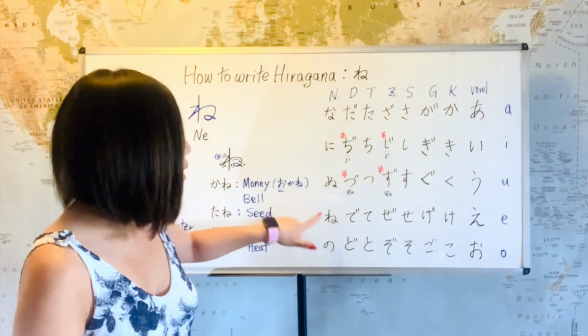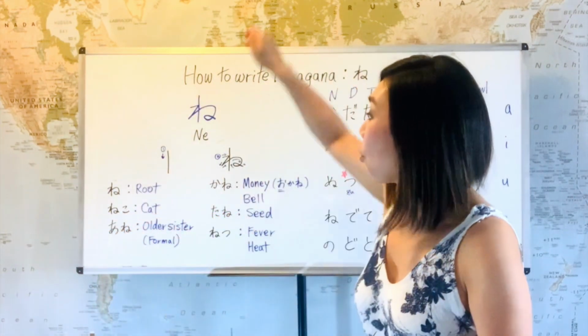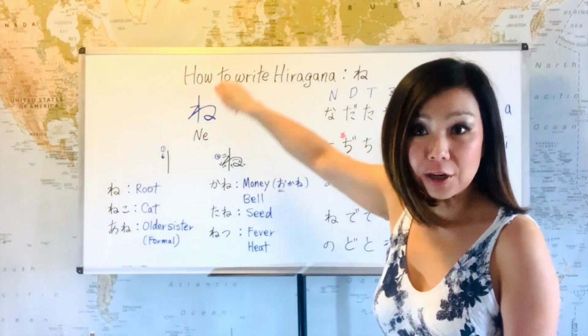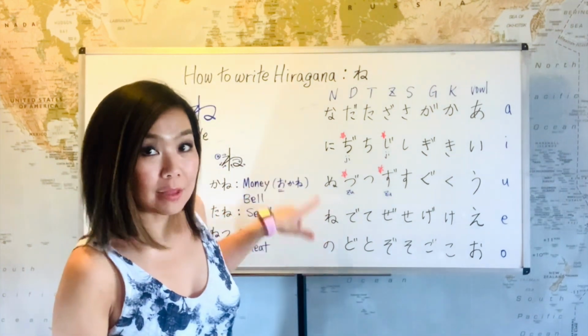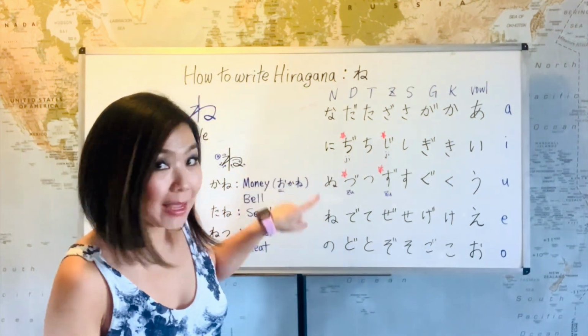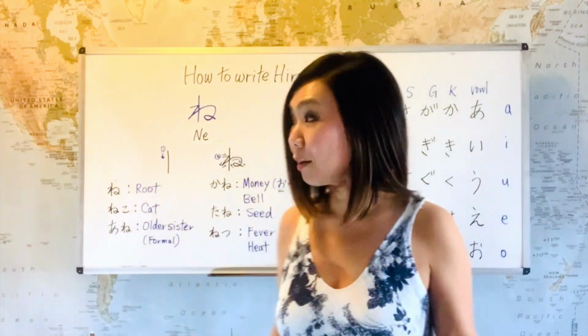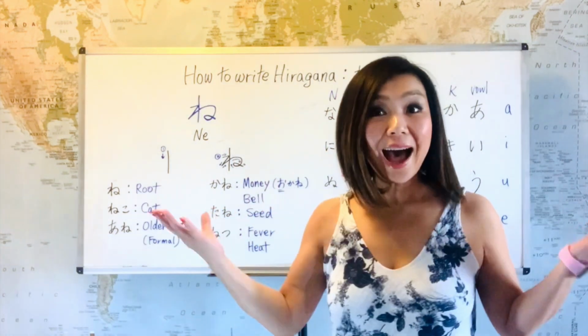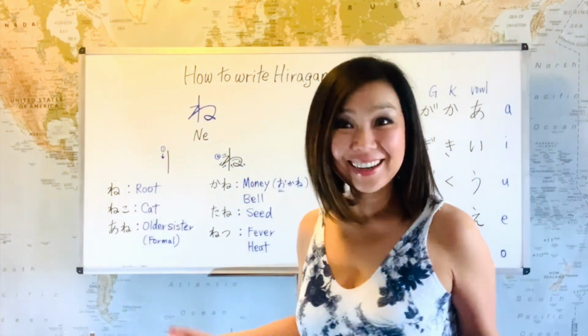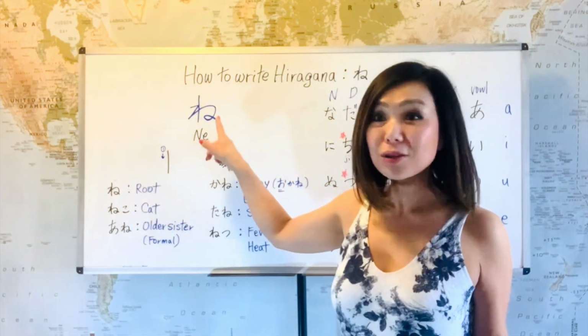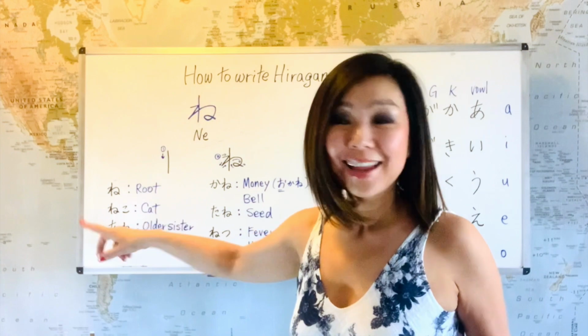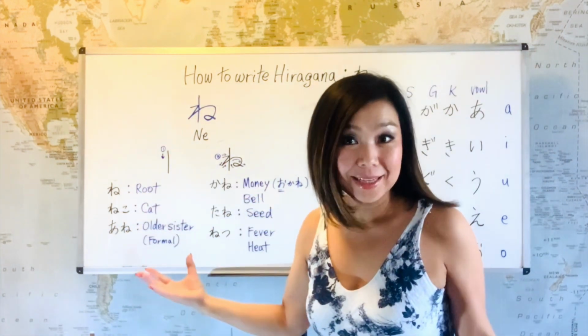But remember, nu, it's no vertical line here, okay? And then ne is not the line, vertical line here, but ne is. Okay, so that's the difference, all right? Okay, so now let's do the reading here. Okay, then vocabulary time. This one, of course, we just learned it. That's ne. Ne means root in Japanese.